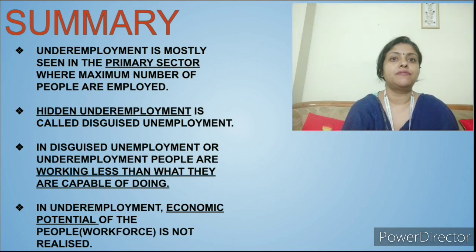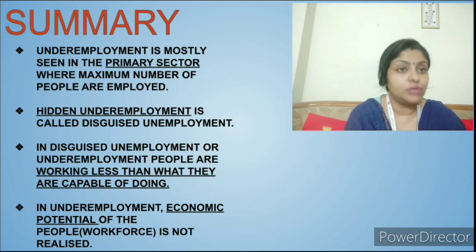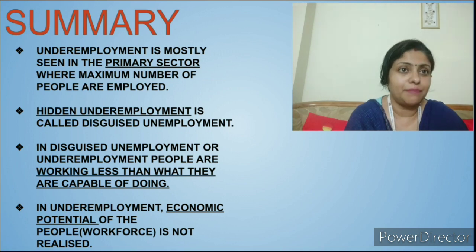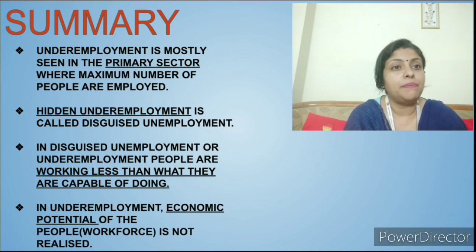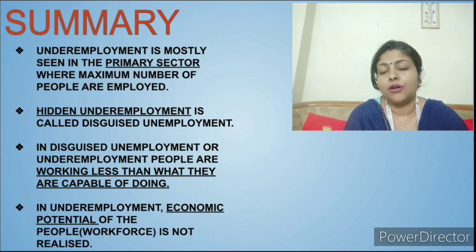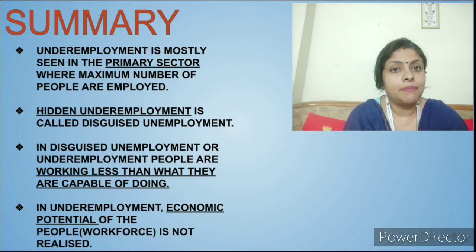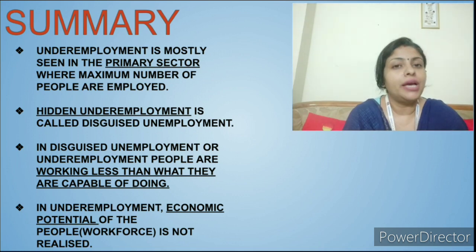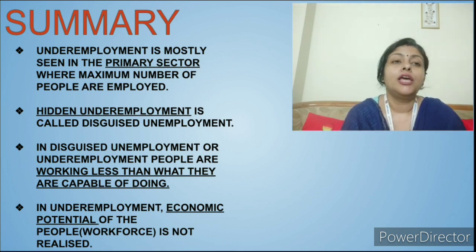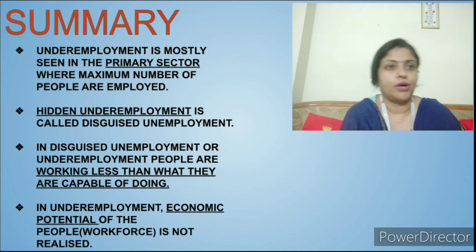Now, let us summarize what we have studied today. We have understood that underemployment is mostly seen in the primary sector, where the maximum number of people are employed. The other term for disguised unemployment is hidden underemployment, right? Underemployment is a condition where people are working but their capacities are not fully realized. In disguised unemployment or underemployment, people are working less than they are capable of doing. They can do much more than that. So in underemployment, the economic potential or capabilities of the workforce, that is the working population, is not fully utilized or realized. So these are the important points.